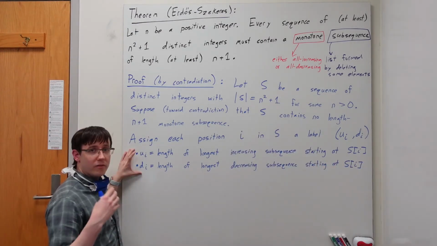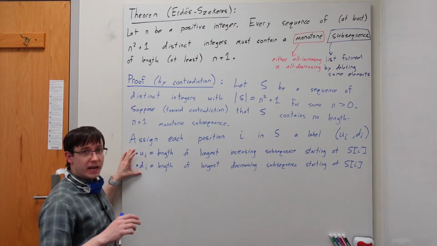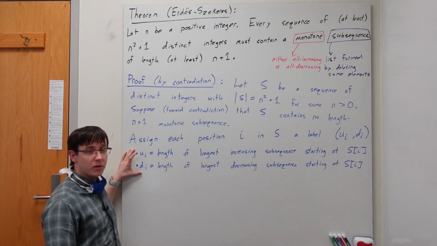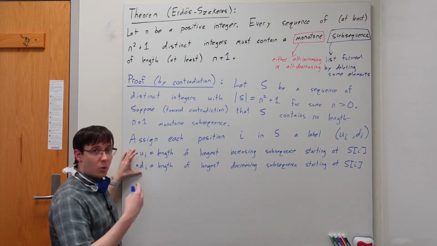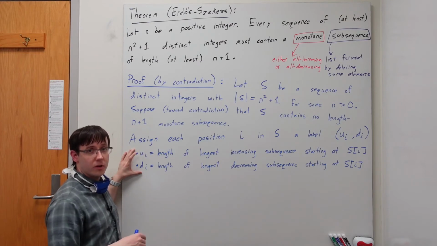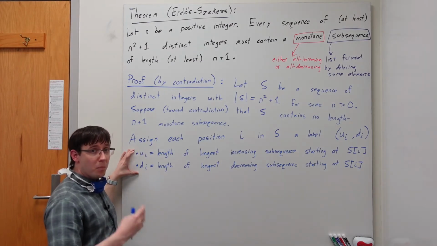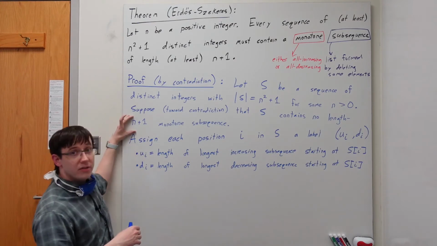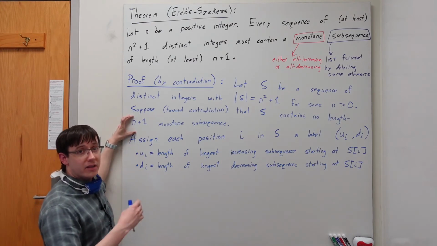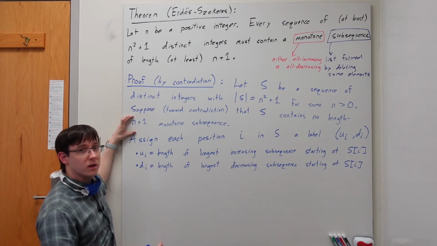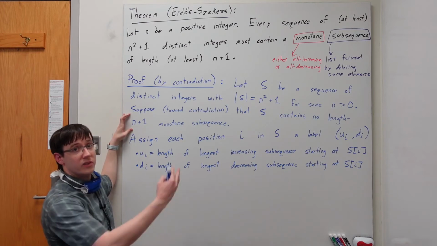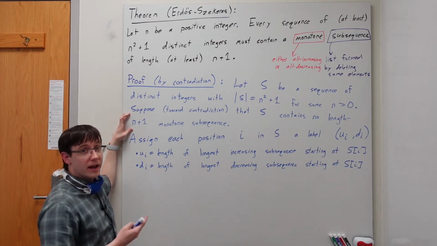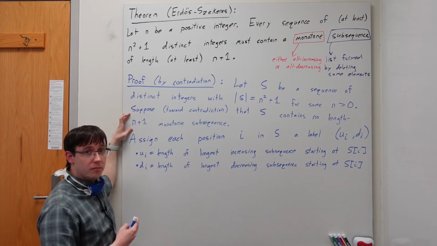Now if we consider what values these labels U and D can have for any given element, we know that they must be at least 1, because we could always have the sequence of one integer starting at that position. And we know that they must be at most n, because we hypothesized that there was no length n plus 1 monotone sequence. So that means that the longest monotone subsequence, whether it's increasing or decreasing, must have length at most n.